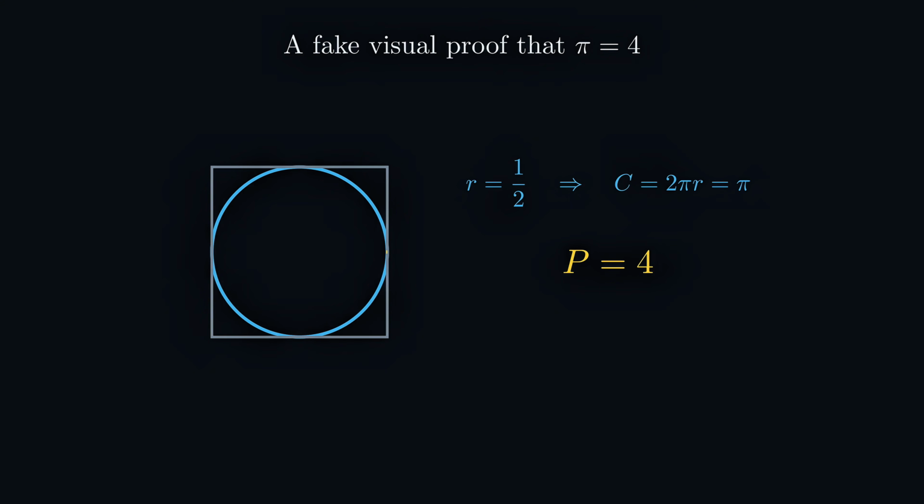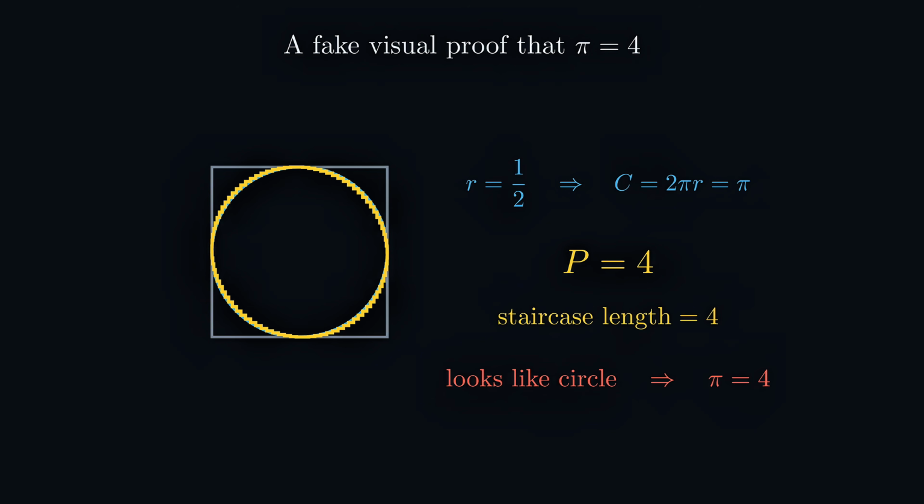Now we're going to take that square, push it in on the sides, and turn it into kind of a staircase that has a length of 4. Then, we're going to add more and more and more steps until the staircase looks exactly like the circumference of the circle. And that staircase still has a length of 4, but earlier we solved for the circle's circumference as pi. So does this mean pi equals 4? The staircase and the circle look the exact same but have different perimeters.